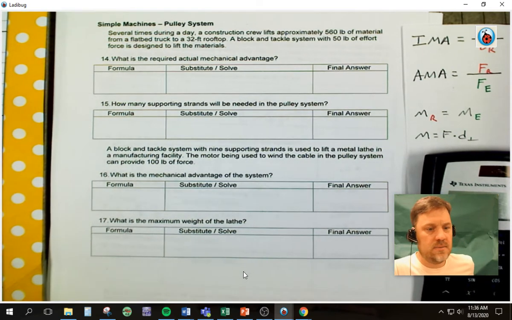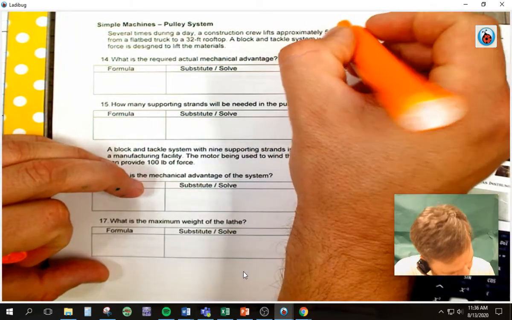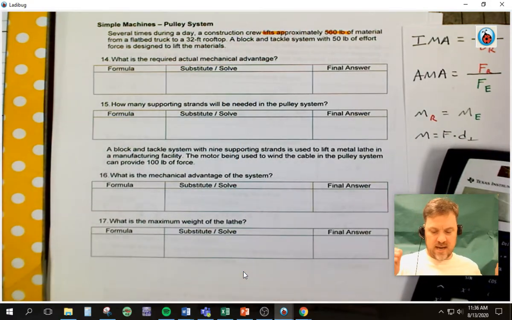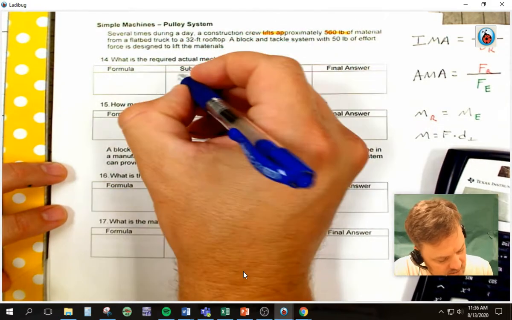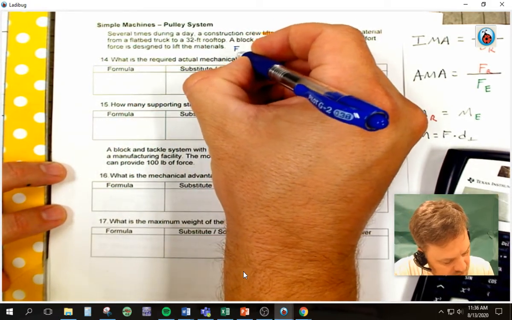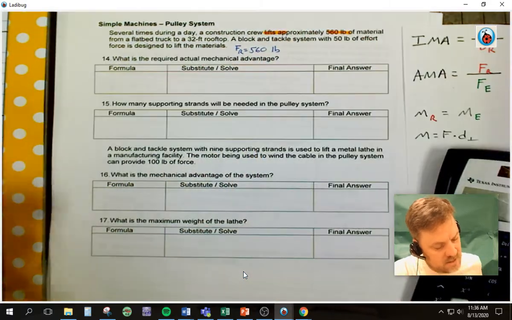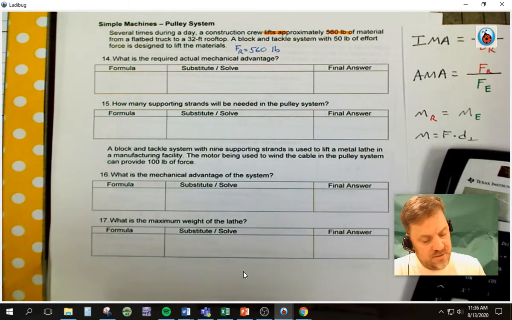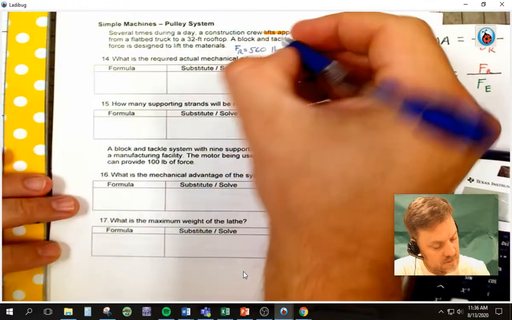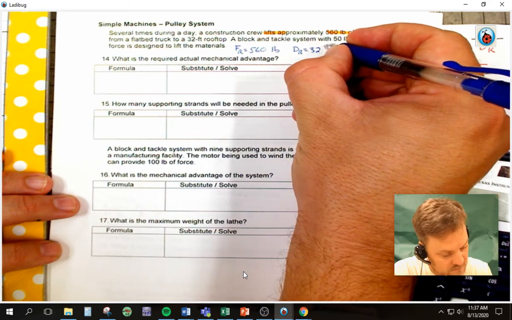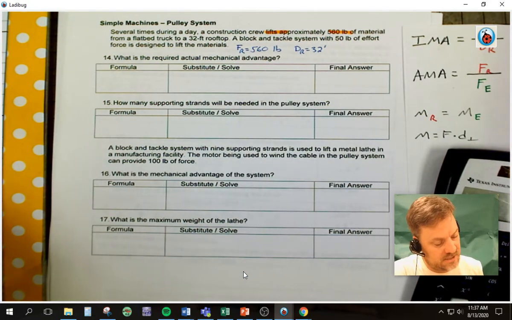Same process. Read the word problem, knows, need to knows. Several times during a day, a construction crew lifts approximately 560 pounds. And it says we lift that. So what do I know about that? I know that that is my force resistance. So I'm just going to make a note here. Force resistance is going to be 560 pounds, from a flatbed truck to a 32-foot rooftop. So how far are they lifting it? Distance resistance, 32 feet.